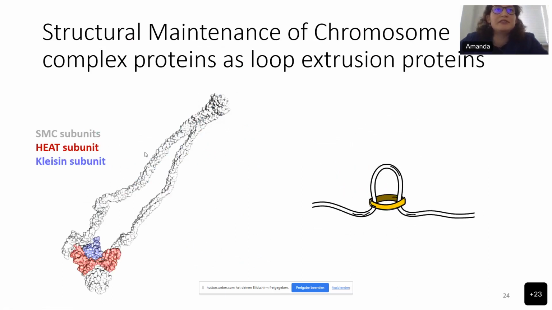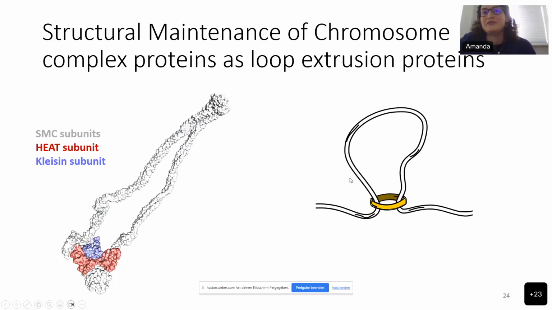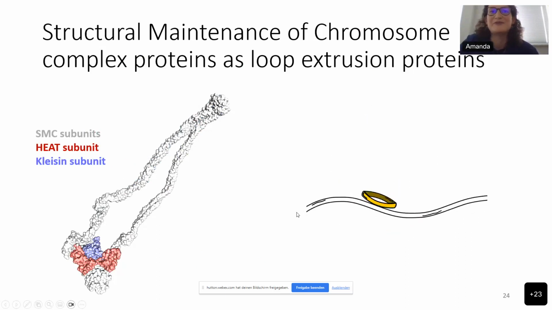Condensins are part of this group of structural maintenance of chromosome complex proteins, and they can work as loop extruders. They have the shape of a ring, and they bind unspecifically to DNA or to chromatin, and they move as if they were extruding a loop, like in this nice representative movie.